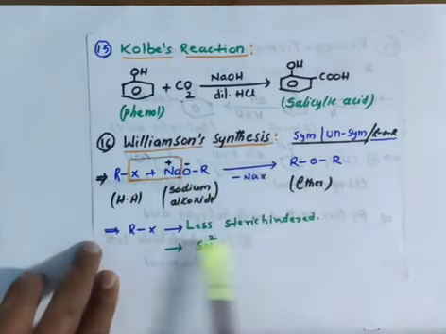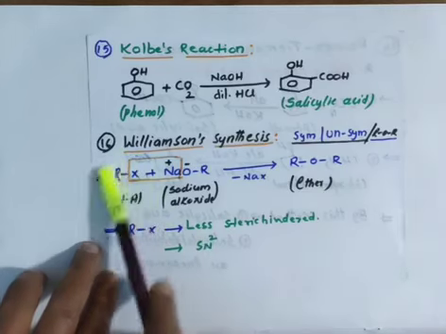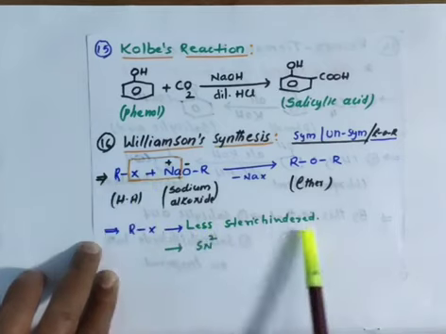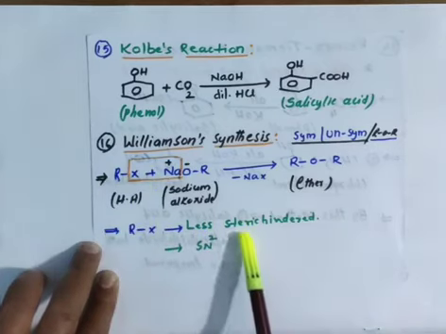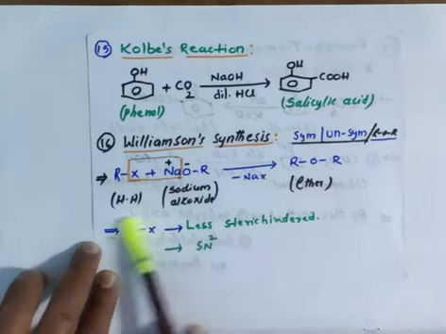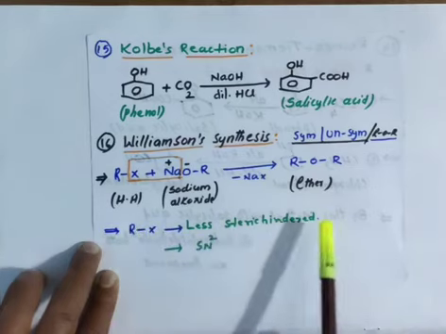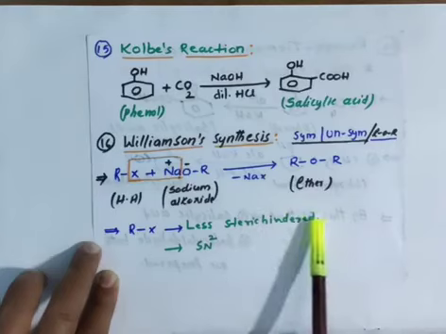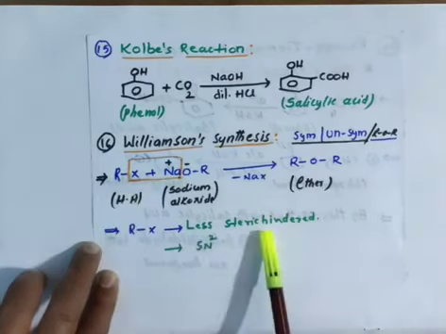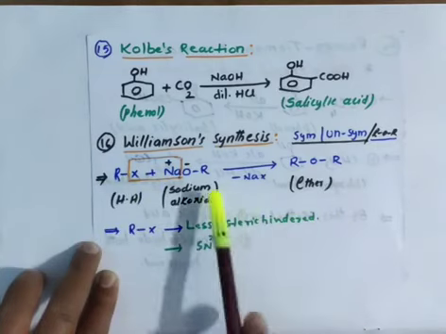And here the RX, the haloalkane which we are taking, should be less sterically hindered, which means a 3 degree alkyl halide we can't take. If you take a 3 degree alkyl halide, there is more hindrance. That's why you should not take it. So the alkyl halide which you are taking should be less sterically hindered.